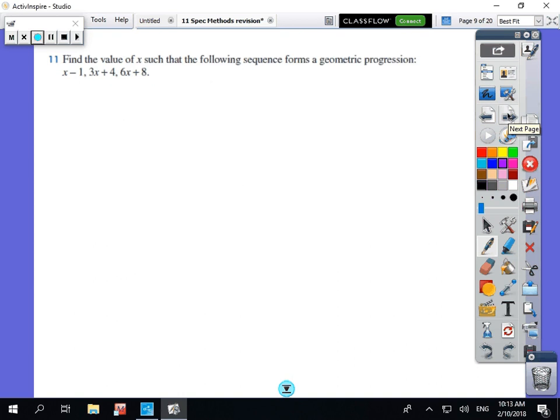Okay, find the values of x such that the following forms a GP. So earlier we had common difference, now we've got a common ratio. So have a go. When you're ready, come back.